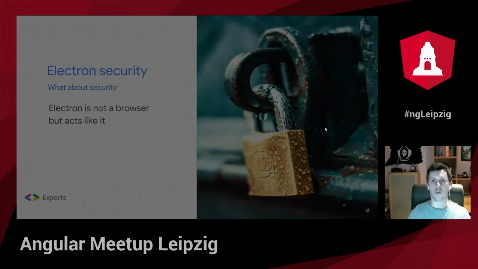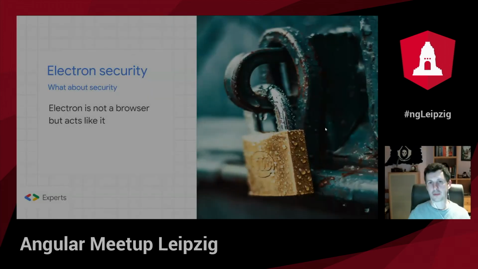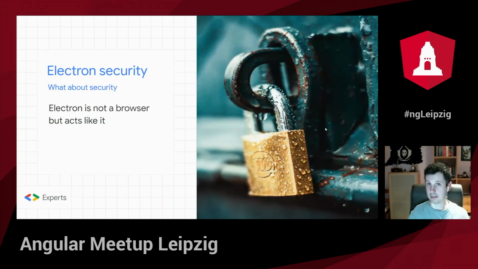Right, so Electron, as you can understand, is a web page, is a browser, right? No, it's not a browser. It is like a browser. It is not a browser, but acts like it. We must never forget that an Electron application is a web page. So every security problem that exists in the web world exists also in the desktop world of Electron. Electron is not a browser.